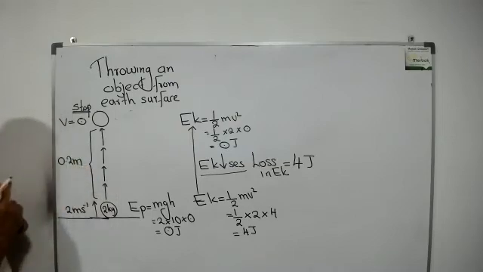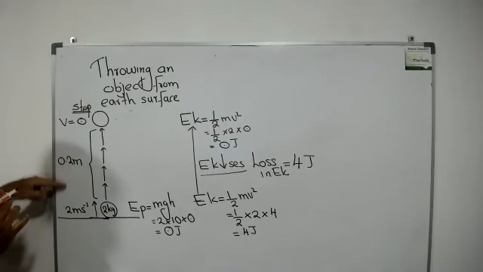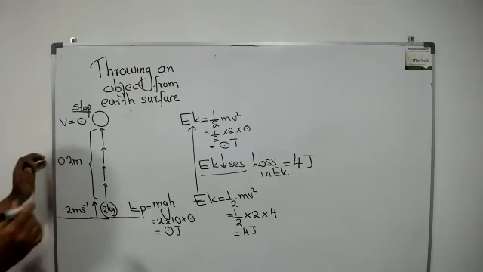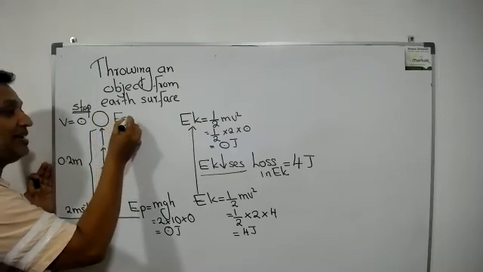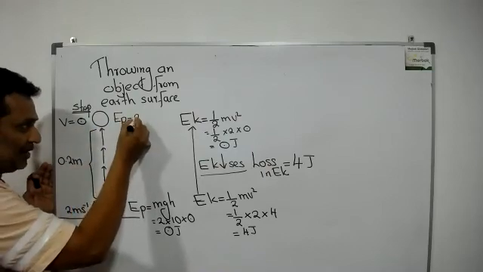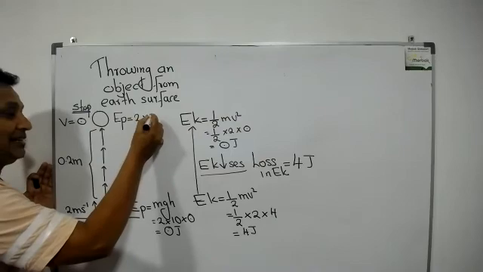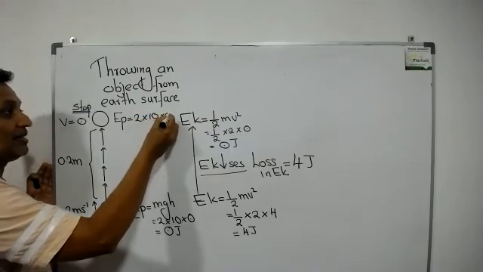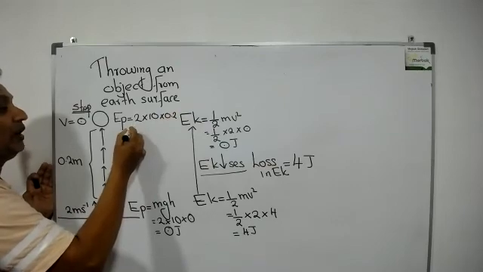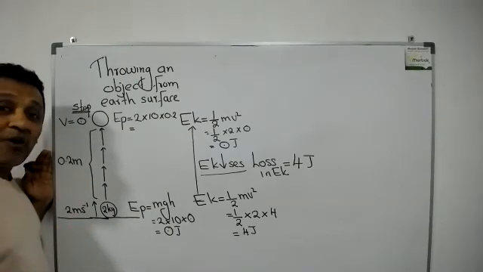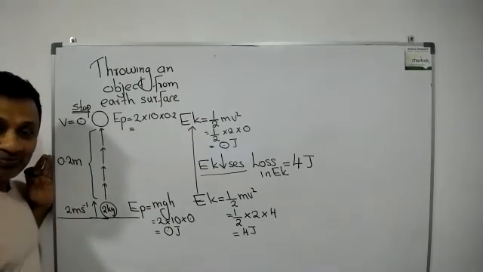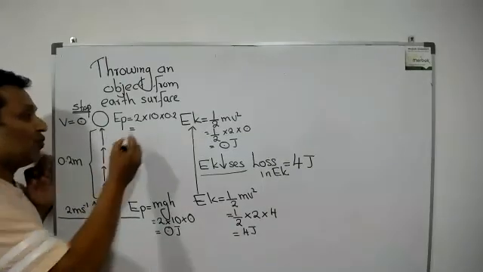Now, this height, according to this, will be 0.2 meters. How much the height? 0.2 meters. Okay. If so, let us calculate the EP. M 2 kilogram, G 10, height 0.2. How much? Four joule.